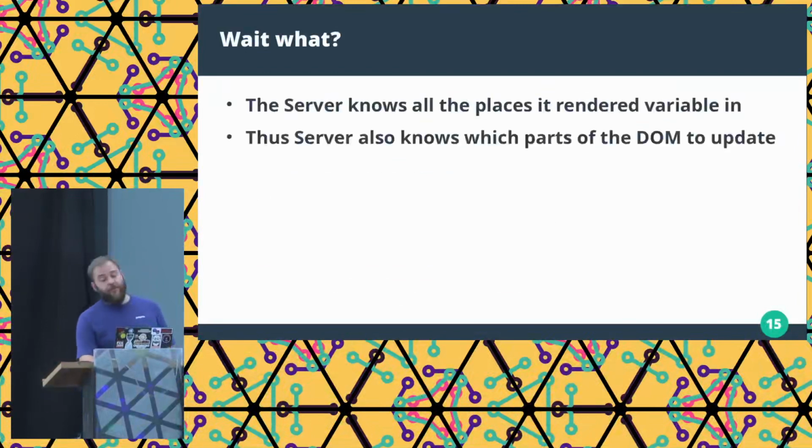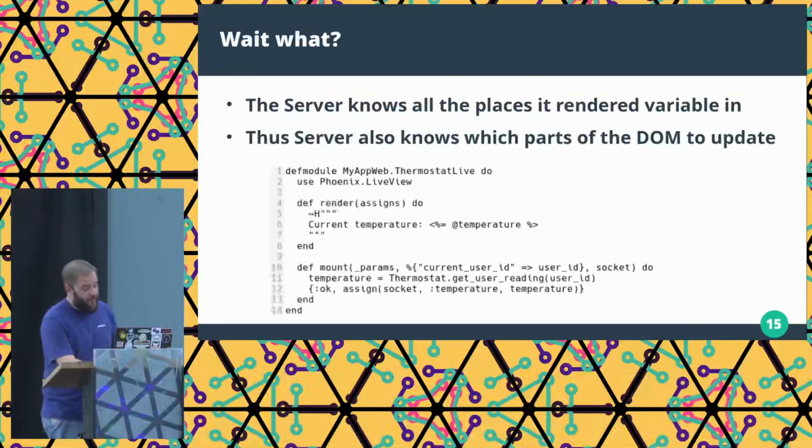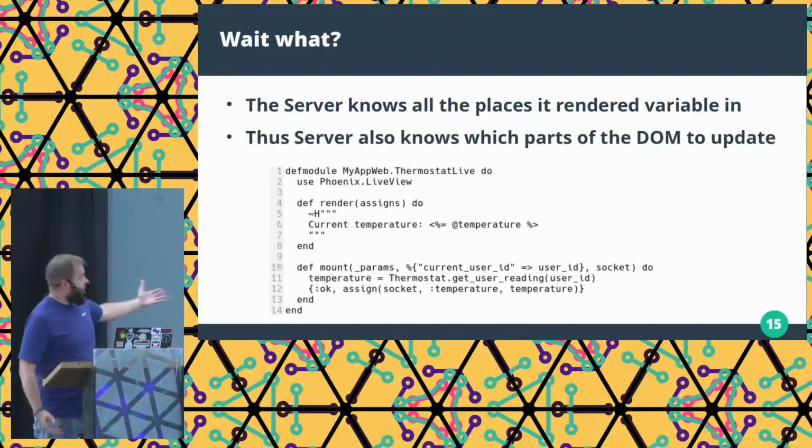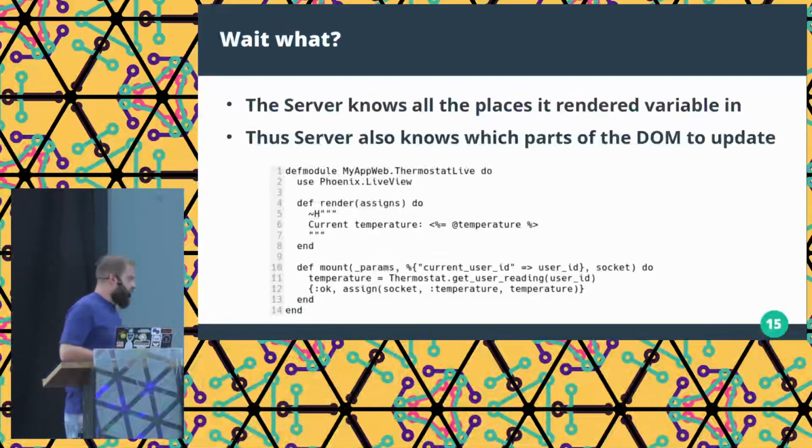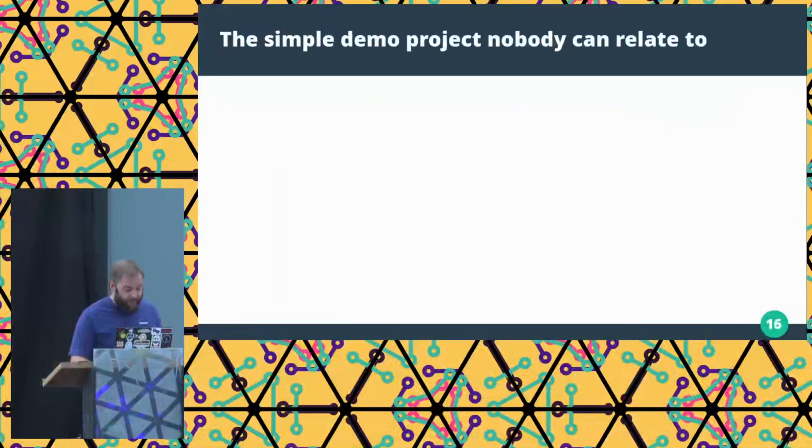So the server knows all the places it renders variables, so it knows which parts to update. This is a pretty easy example. I don't know if you can see it from back there, but generally speaking, you have a snippet and it replaces a variable, so your server side should know that there is something that could be updated. That's the easy code part, but we're going to explore it in the live coding in a second.